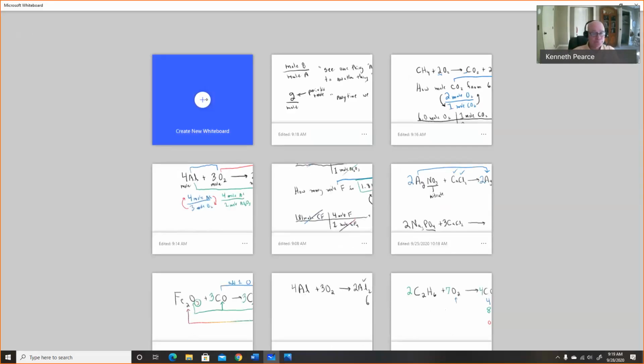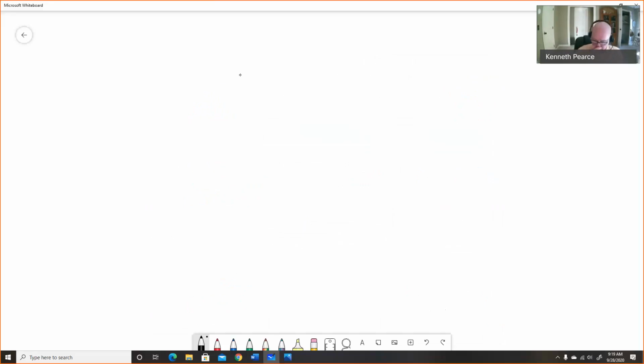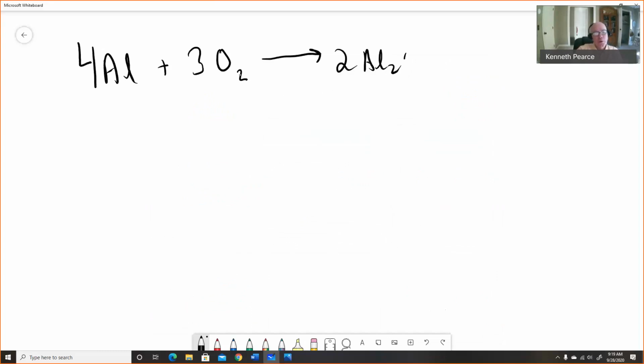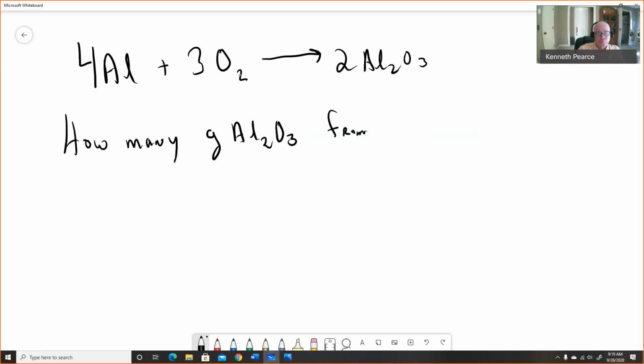Let's go back to my favorite balanced equation, which is the oxidation of aluminum. And we go 4 aluminums plus 3 oxygens gives me 2 aluminum oxides. Okay? And I want to know how many grams aluminum oxide from, let's say, 16.2 grams aluminum.